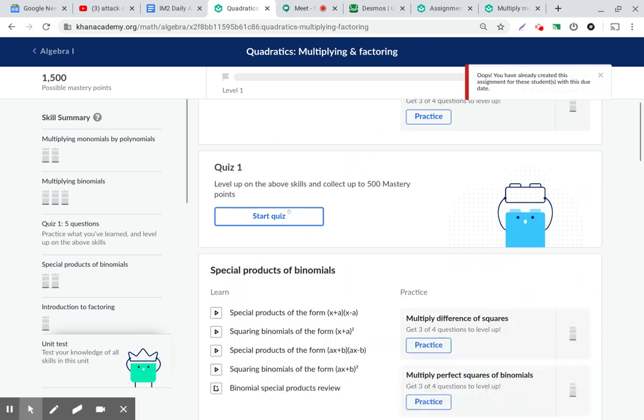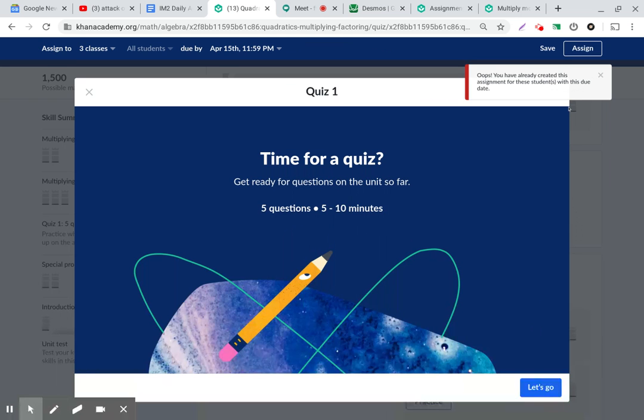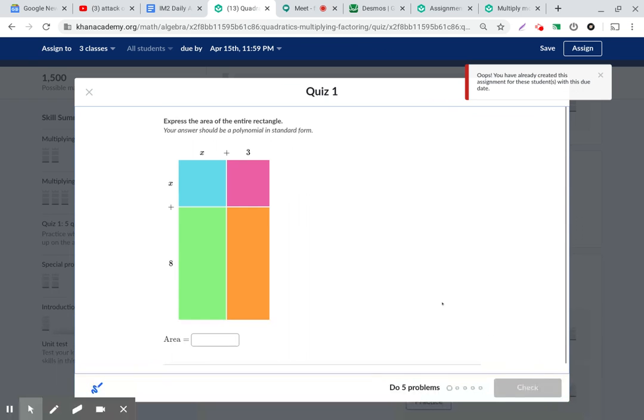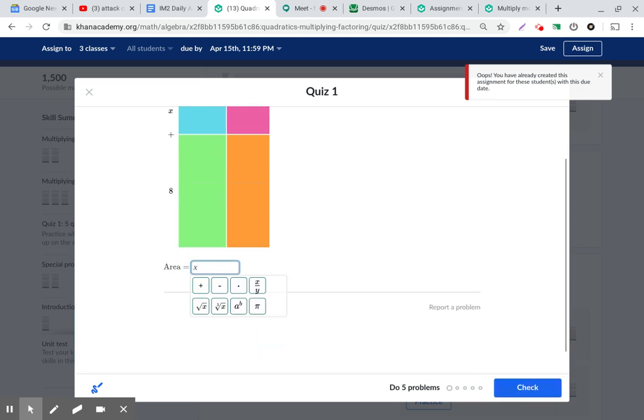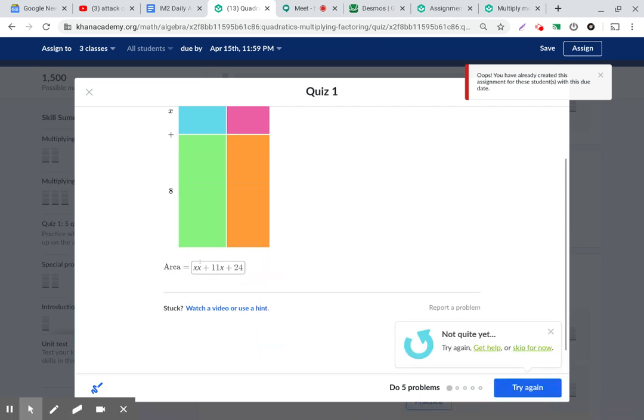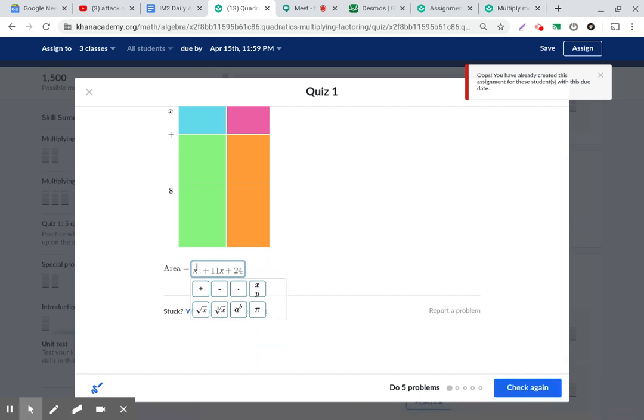Okay, I'll do the quiz again. All right, this is the same one. X squared. I wonder if it'll take XX. I'm curious about that. No, it likes X squared. There we go.